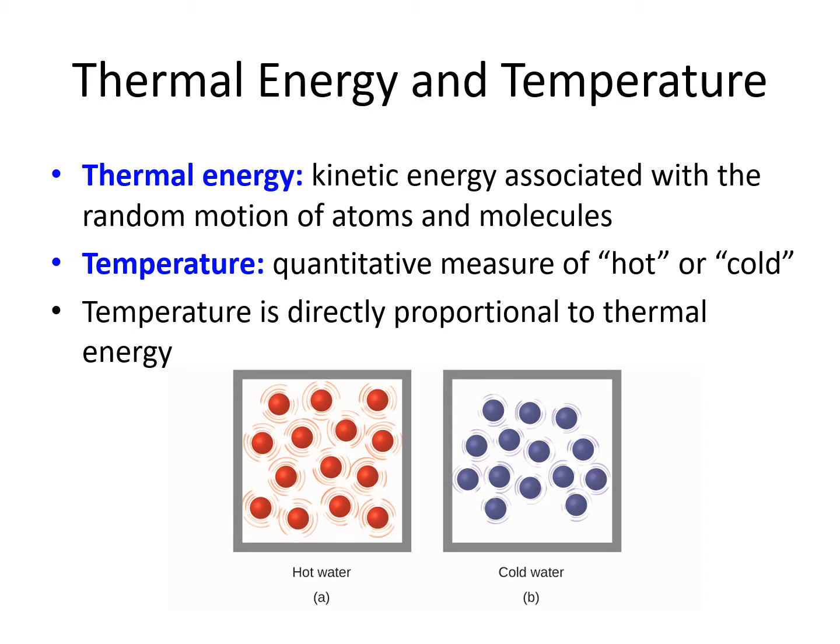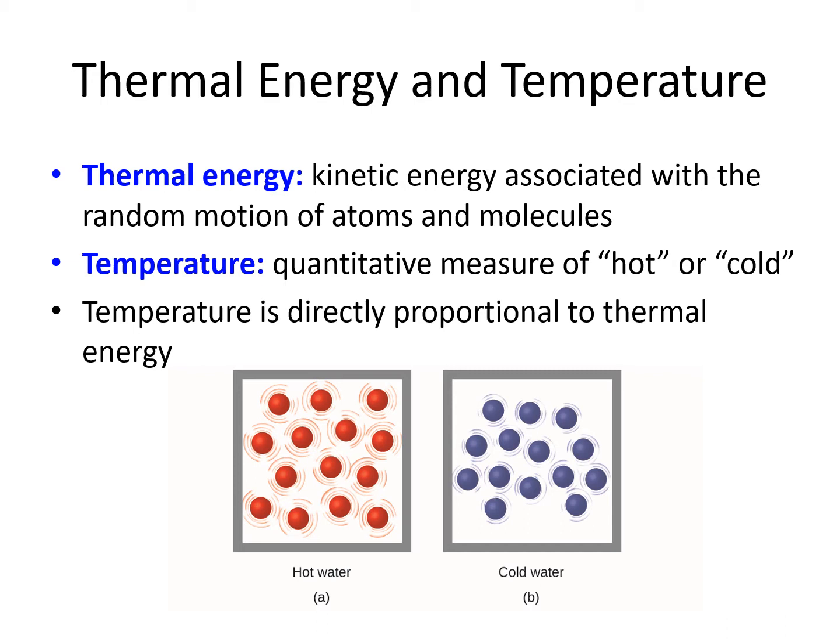Temperature is a related term, but it's not exactly the same thing. Temperature is a quantitative measure of hot or cold. There is a number associated with it. We can measure temperature on a thermometer, and it's going to be directly proportional to the thermal energy. The higher the thermal energy, the higher the temperature, and so on.